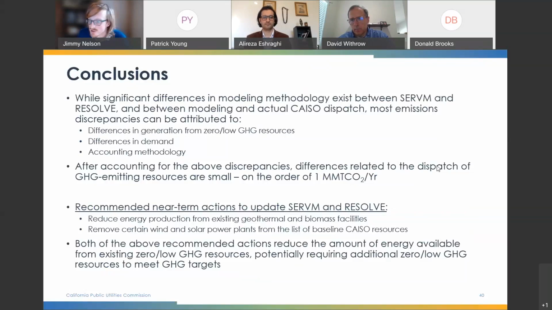The near-term actions we see as a result of this analysis are the same ones that are on the recommended differences slide, namely reduce energy production from existing geothermal and biomass facilities to reflect recent historical capacity factors, and remove some wind and solar power plants from the baseline resource data set. Both of those updates would reduce the amount of greenhouse gas-free generation available to the models, and as a first order effect would increase emissions.